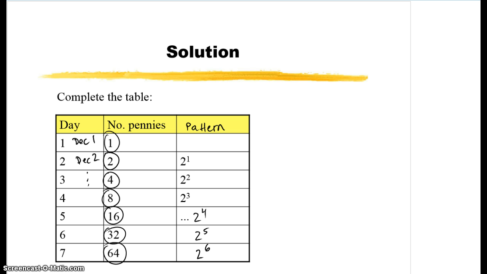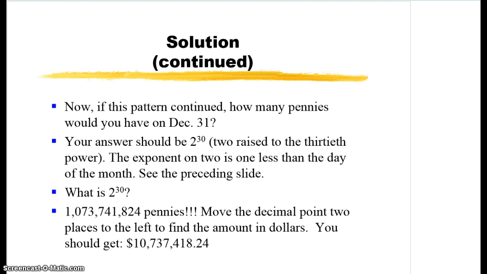And how do I find the day? I just add 1 to my power, right? In other words, the power is the day minus 1, if you want to think about it that way. Well, then the question to ask is, if this continued, how many pennies would you have on December 31st? And since this is 31 days after you started, the answer should be 2 to the 30th power. 2 raised to the 30th power. Okay, well, what is 2 to the 30th power? That turns out to be this number.